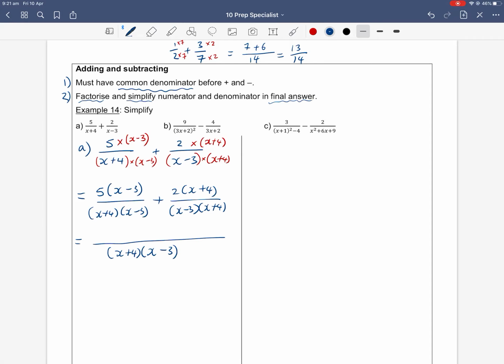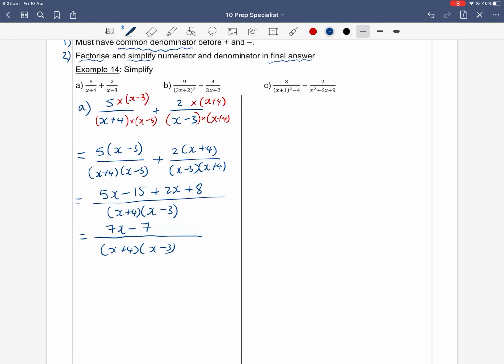On the top, we can expand our brackets. So 5 times x gives you 5x. 5 times minus 3 gives you negative 15, plus 2x plus 8. Simplify the numerator. So 5x plus 2x gives you 7x. Negative 15 plus 8 gives you negative 7. x plus 4, x minus 3 on the bottom.